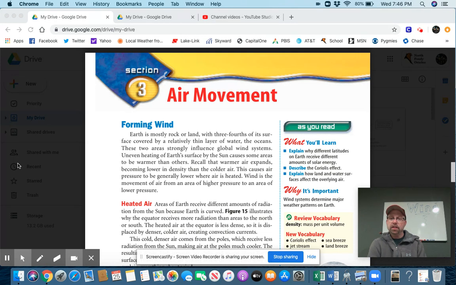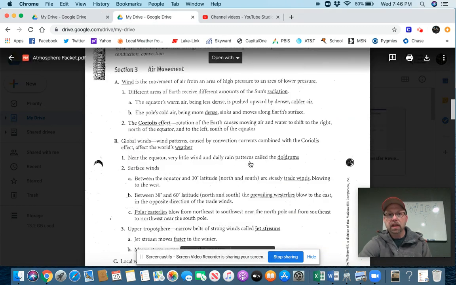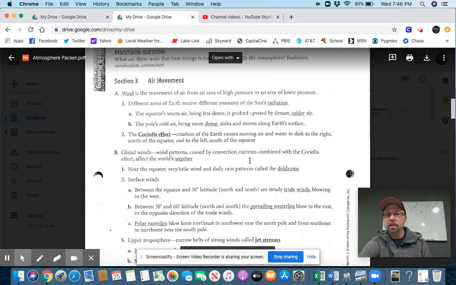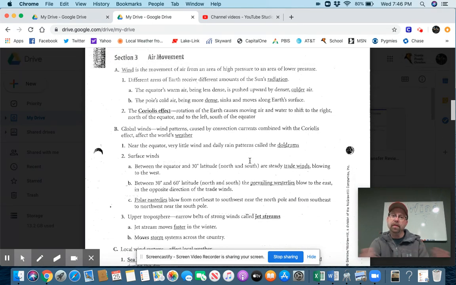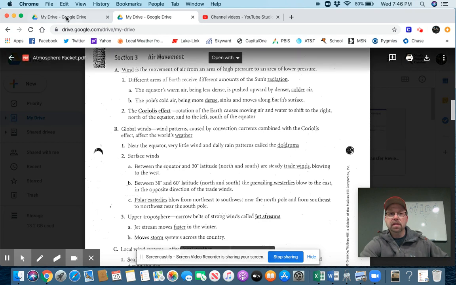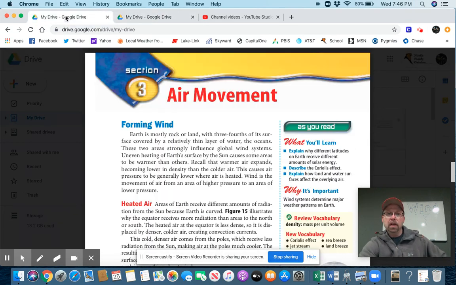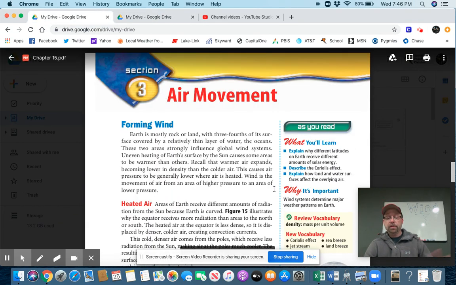We are going to touch on a new topic today, still in the realm of the atmosphere. But as you can see, I'm going to be working off of section 3, air movement. And also I'll be looking at this part of the note packet, section 3, air movement as well. So I'll be referring to both of those things. I'll be working my way back and forth, and we'll go from there. So here we go.